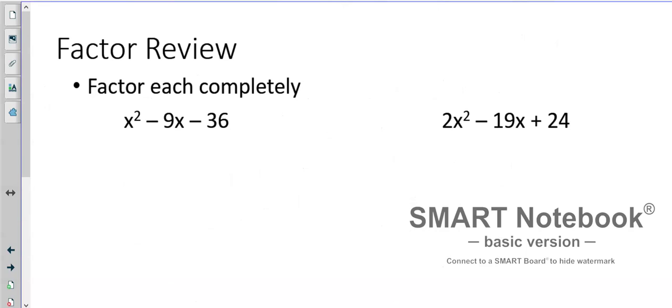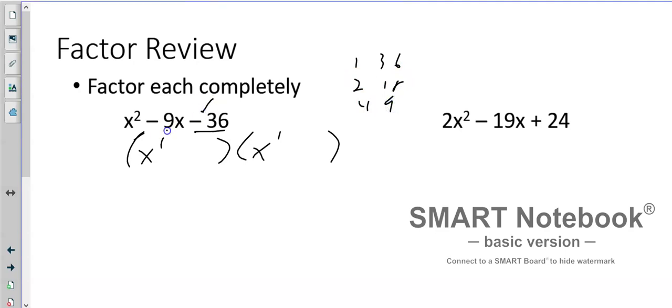All right, just factoring, review of that. So here we have a trinomial, which means we're going to factor into two binomials. X times x is x squared. We need two numbers that multiply to give us 36. So 1 and 36, 2 and 18, 4 and 9. They have to differ by 9.